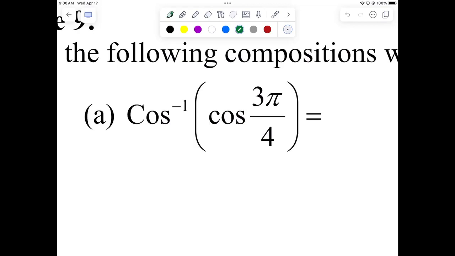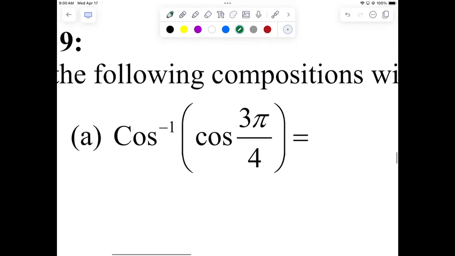Inverse cosine of 3 pi fourths. I get it, though. I get it. It's the few bad apple kind of thing. Is this just going to be 3 pi fourths? Yes, because where does 3 pi fourths live? In the PVR in quadrant 2. So it's just going to be 3 pi fourths. Yeah, there you go. That's good.